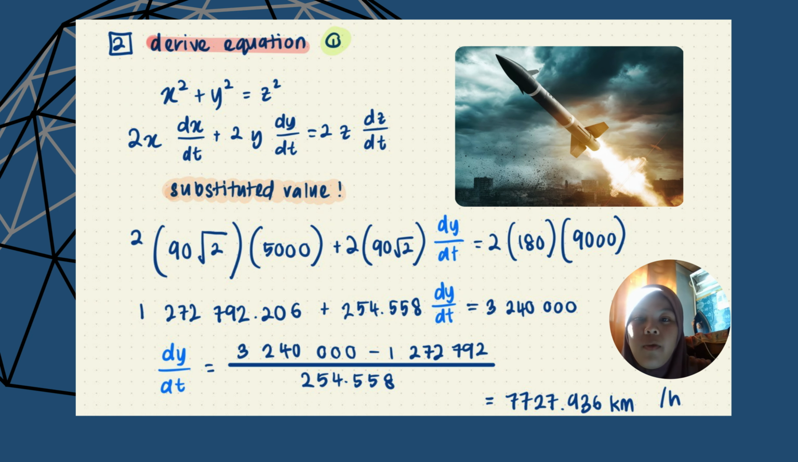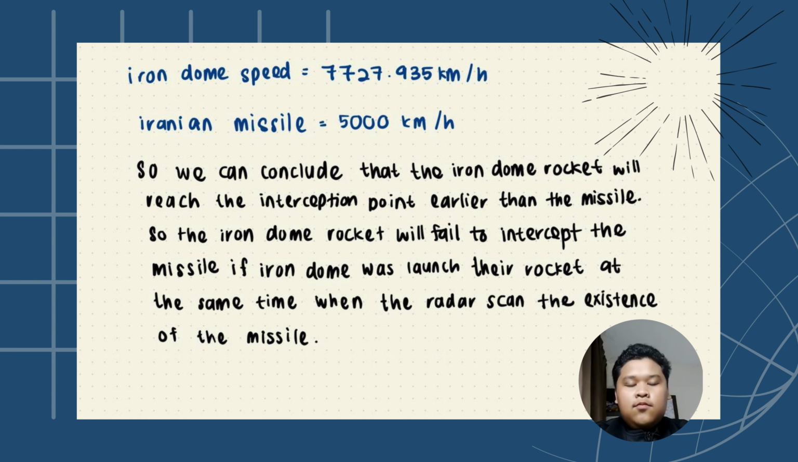For the second step, we need to derive equation number 1 using implicit differentiation. So it will be 2x times dx over dt plus 2y times dy over dt equals 2z times dz over dt. So we need to substitute the values of x, dx over dt, y, z and dz over dt into the equation. So the value of dy over dt will be 7,727.936 km per hour. From the answer we got earlier, we can conclude that the Iron Dome rocket will reach the intersection point earlier than the missile.